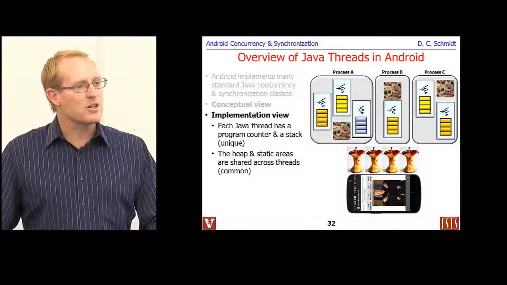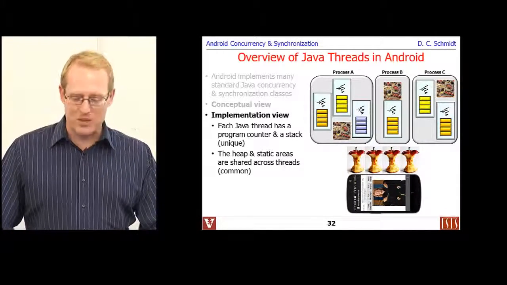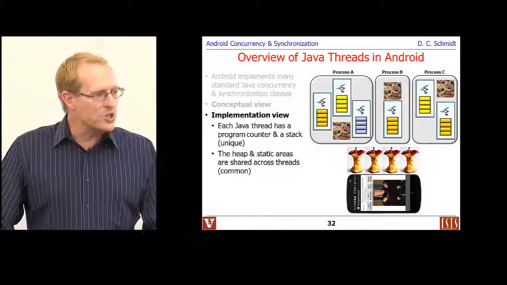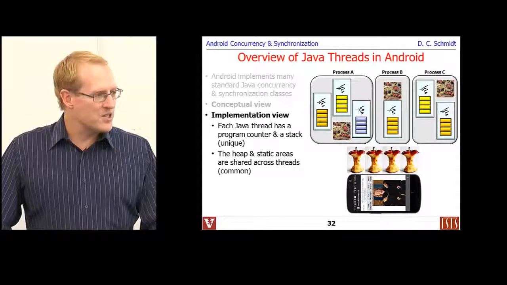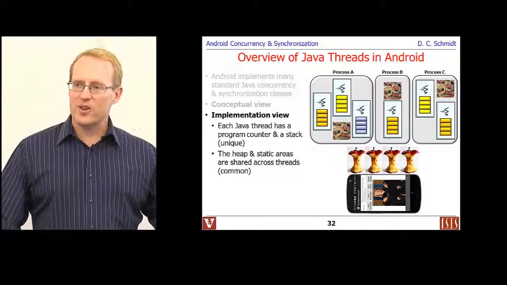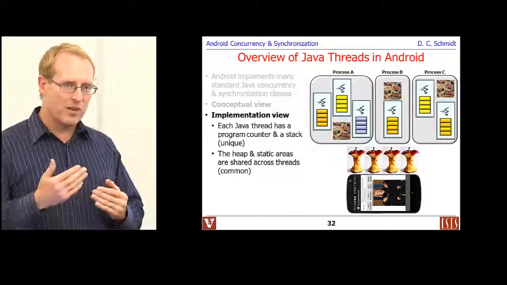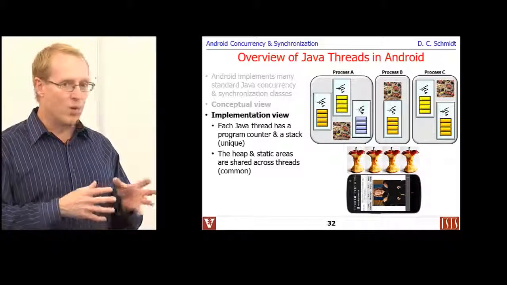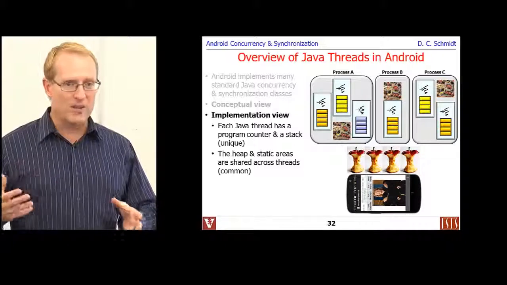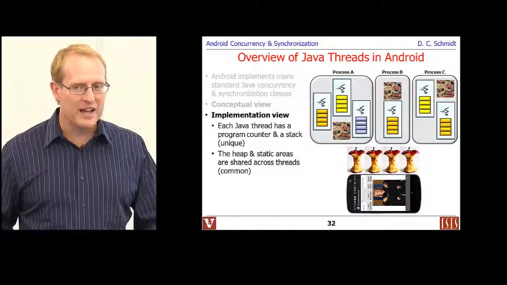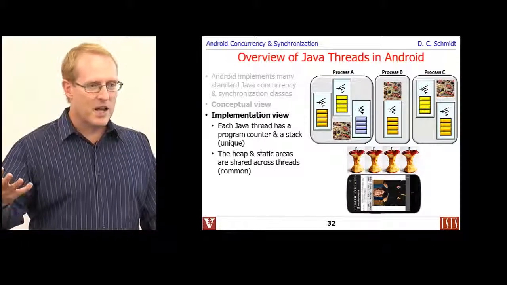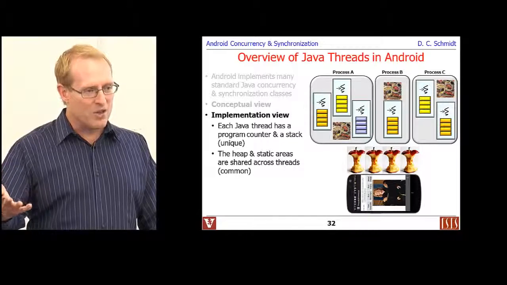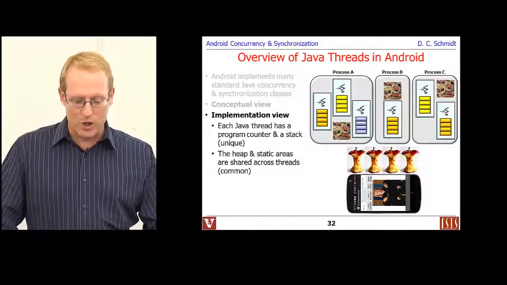From an implementation view, and this is important, it always shows up as a quiz question, each Java thread has a program counter and a stack. Those are unique things, and we'll look more at how it works under the hood when I get done with this overview. You'll see how Java threads are actually implemented under the hood by Linux threads, which are themselves implemented under the hood by kernel level resources that are cloned.